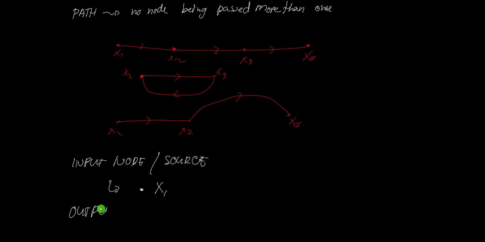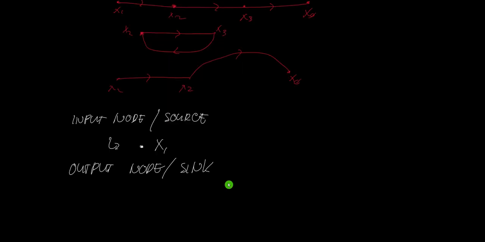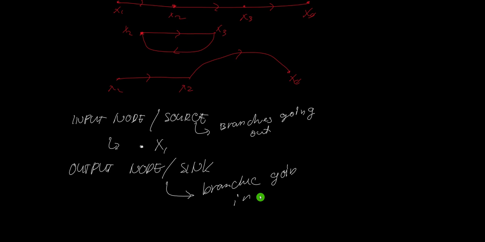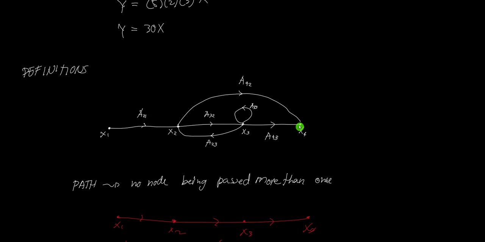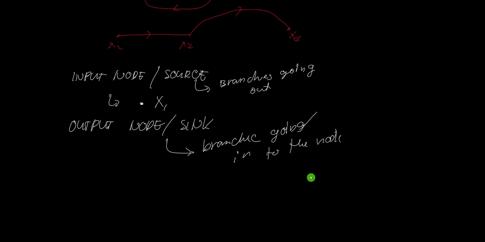Another one is the output node. Output nodes are called sinks. Source, then we have sink, so it's the other way around. For an input node, branches go out from the node, while for an output node, or a sink, branches are incoming, going in to the node. In our example, we have x4 as our output node because there are incoming branches entering this node, this one and this branch. So x4 is an output node.